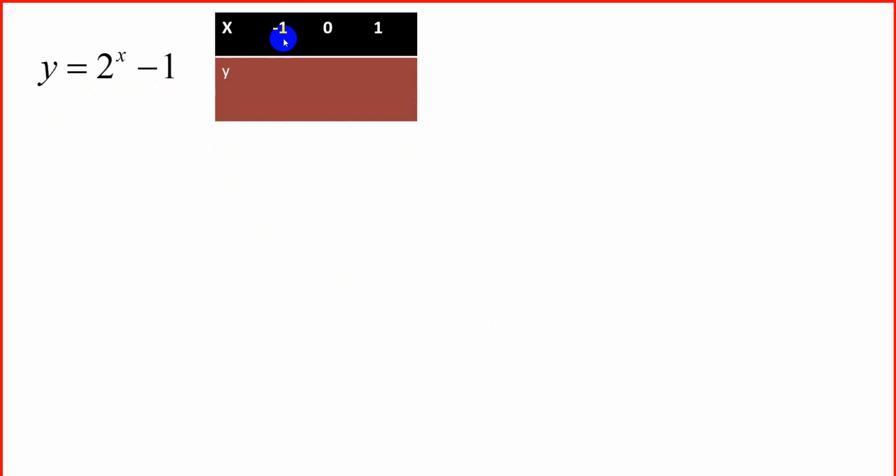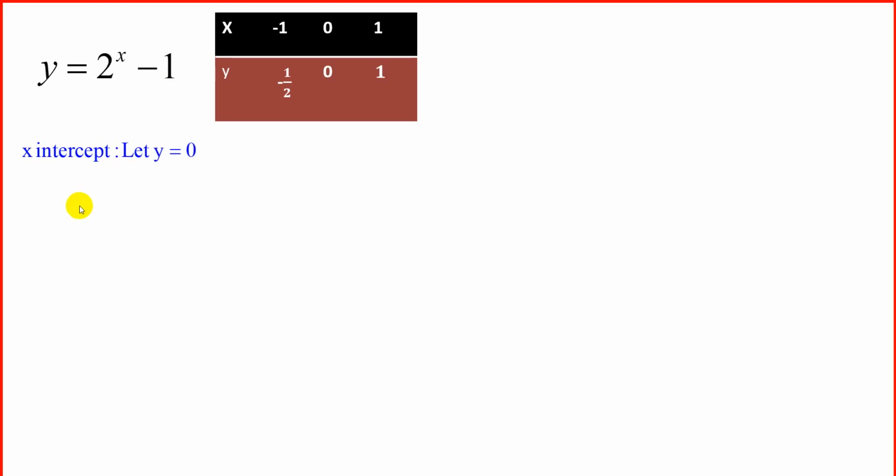So we're using the values minus 1, 0, 1. To find y, we're going to substitute our x value in the equation. The first one we substitute is 1. 2 to the power 1 is 2, minus 1 is 1. Next we're going to substitute 0. 2 to the power 0 is 1. 1 minus 1 is 0. Then we substitute minus 1. 2 to the power minus 1, minus 1, gives us minus half.